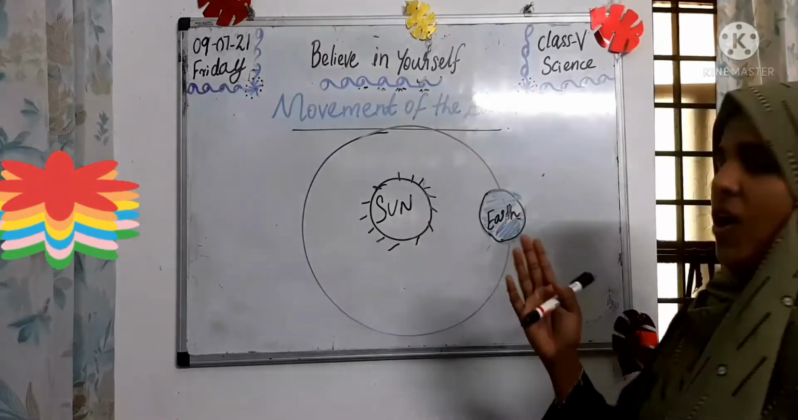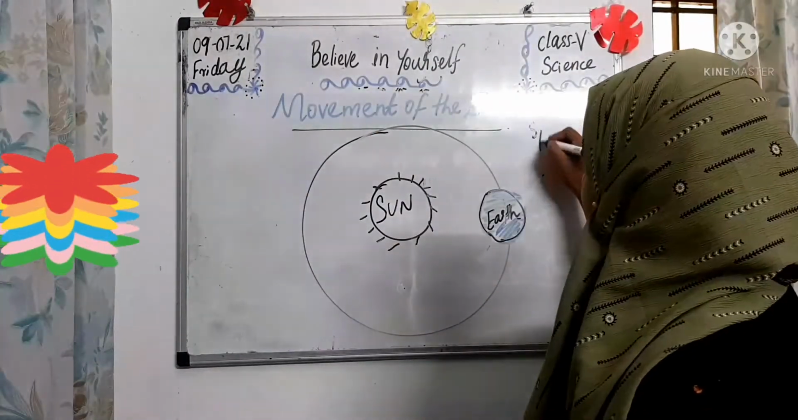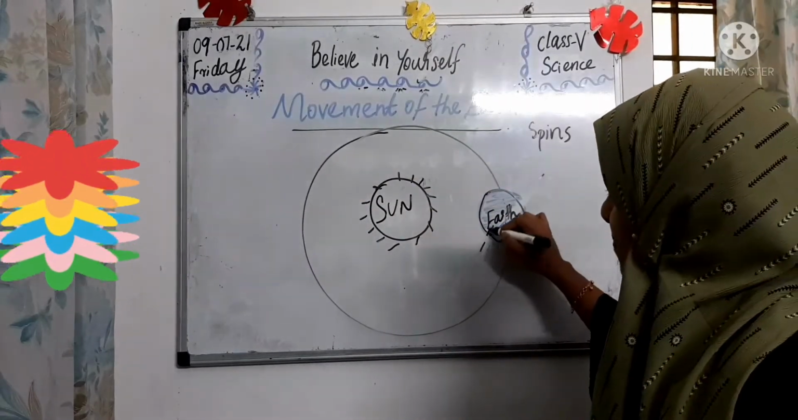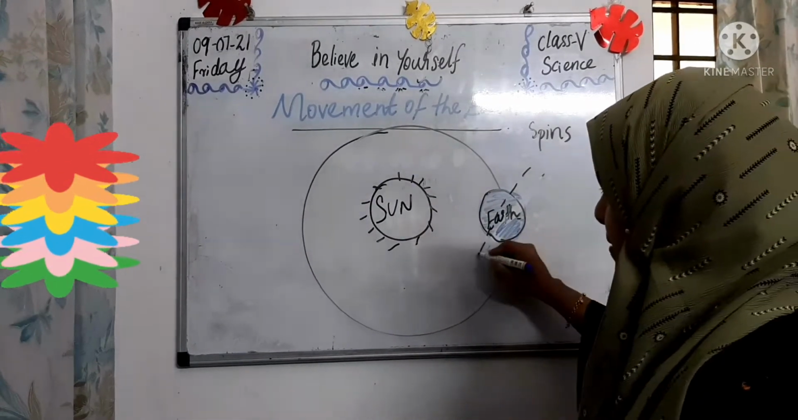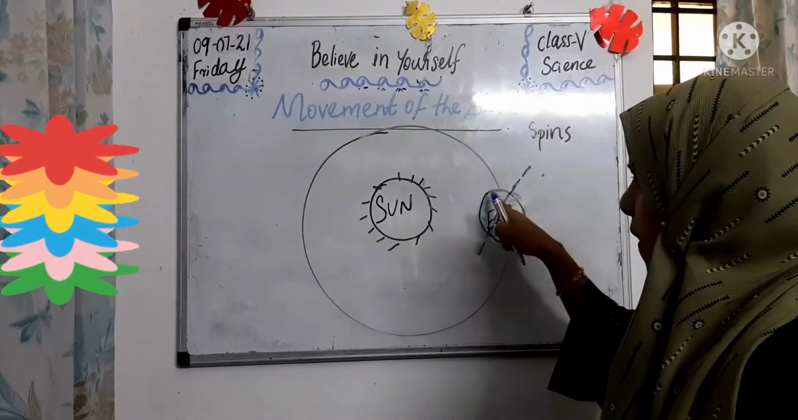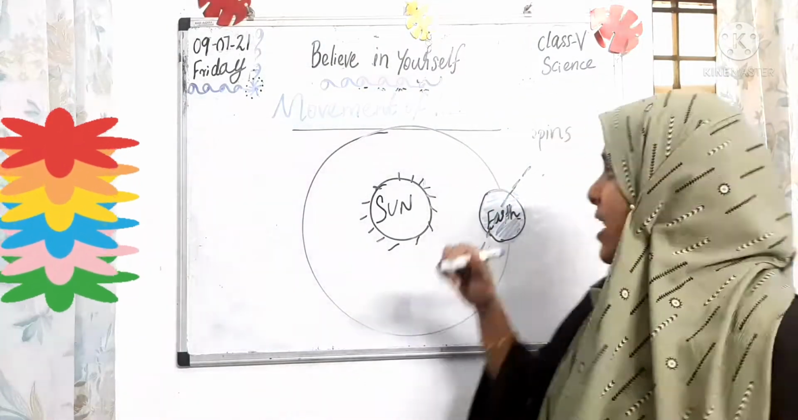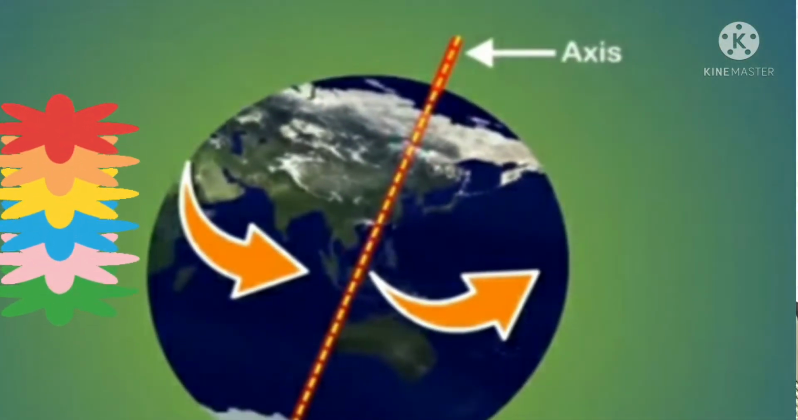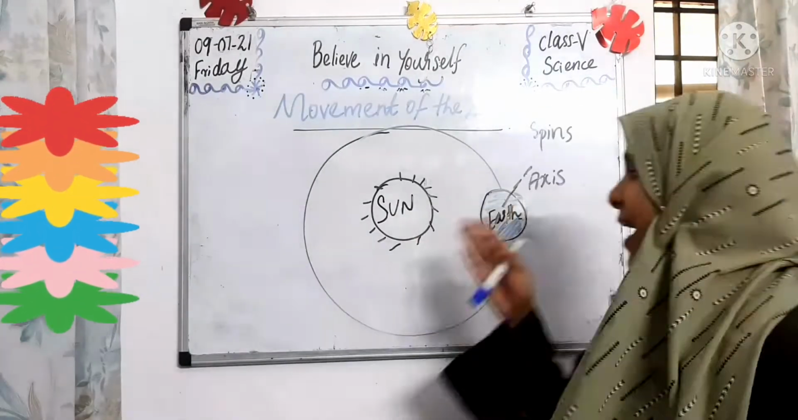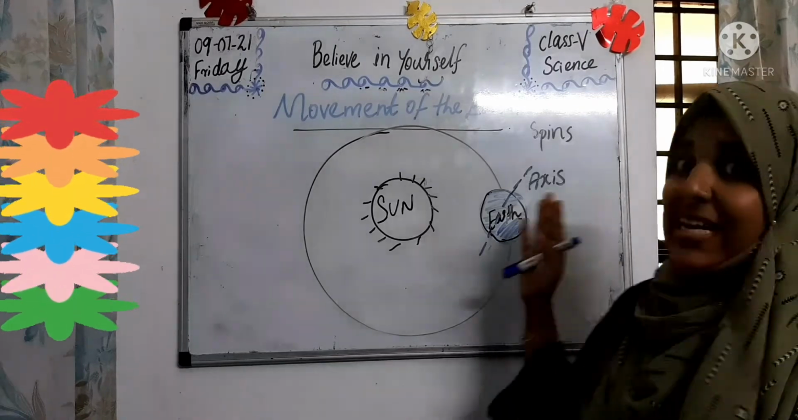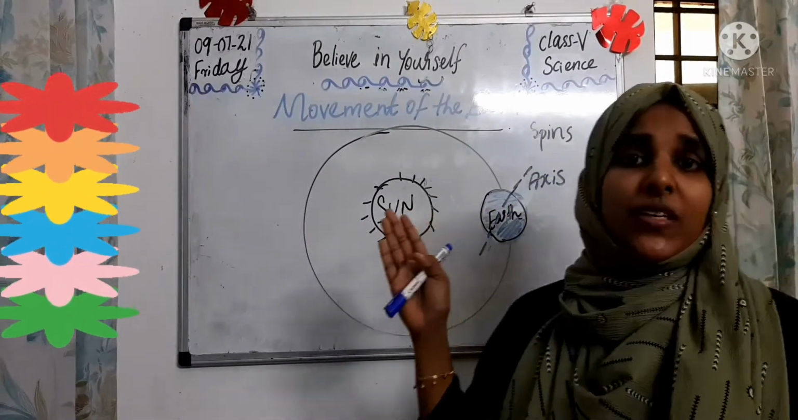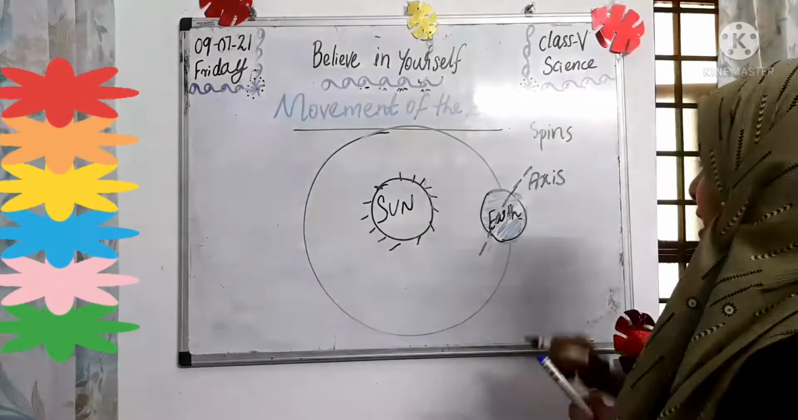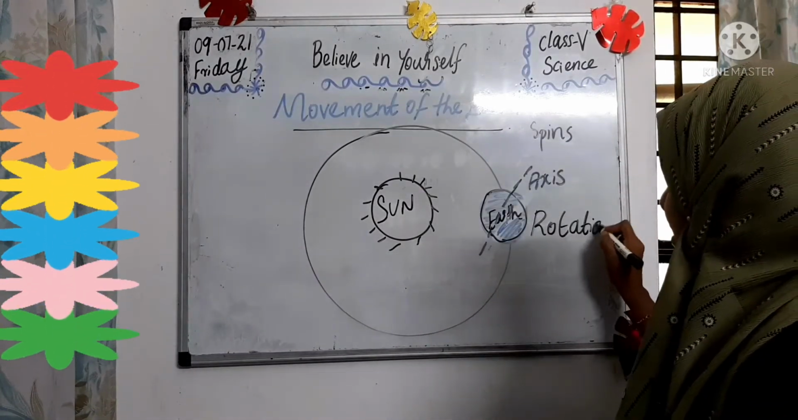Actually, the earth rotates, or we can call it spins. Okay, the earth rotates or spins around an invisible axis. This is the invisible axis. This axis is actually an imaginary line which is passing through the earth. So an imaginary line, which we call the axis, is passing through the center of the earth, and this movement we call rotation. We call it rotation.